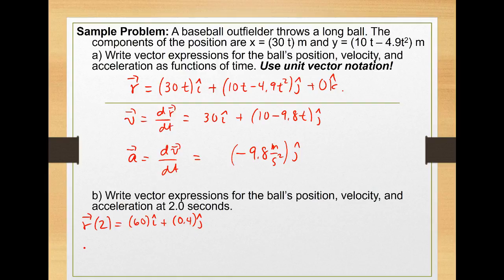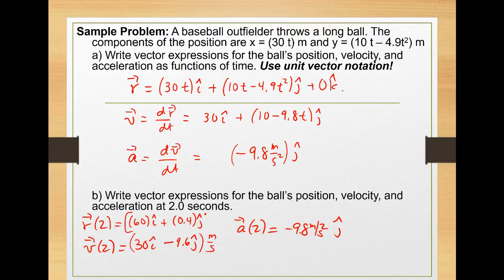Okay, so then we plug in for v of 2, and that's going to be a constant 30 i hat, and we're going to have minus 9.6 j hat, and then a of 2 doesn't really matter, it's a constant negative 9.8 meters per second squared j hat. And of course the velocity would be meters per second and the position would be in meters.